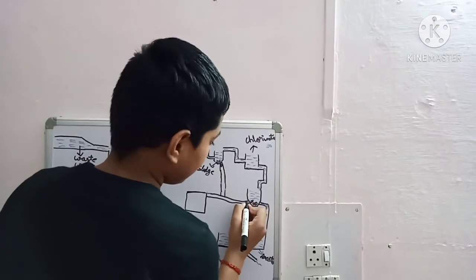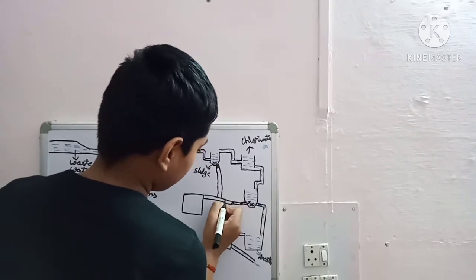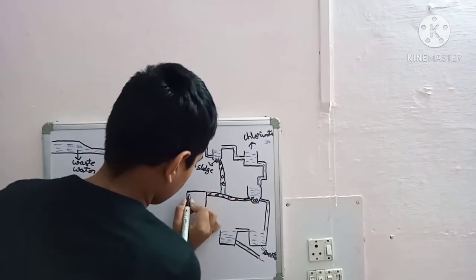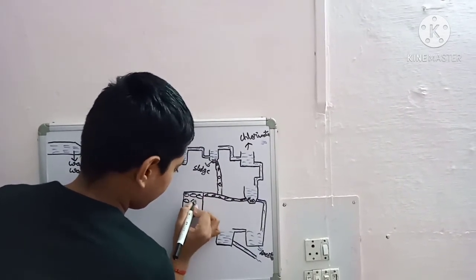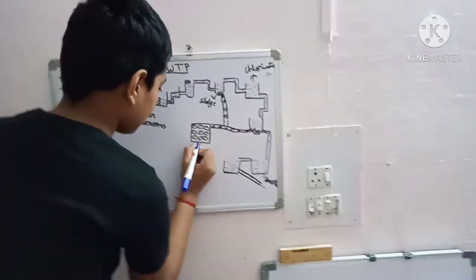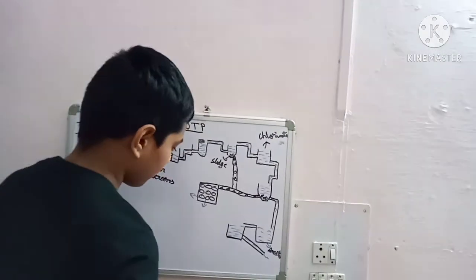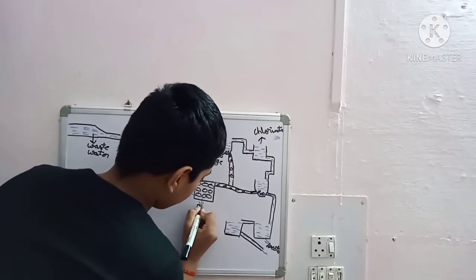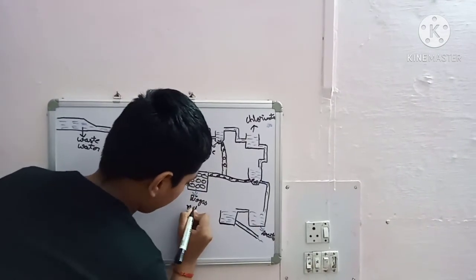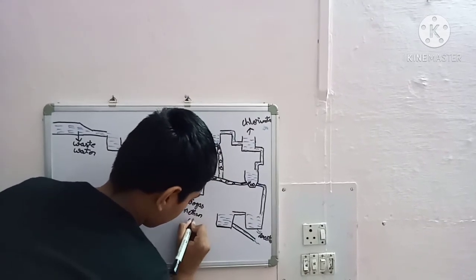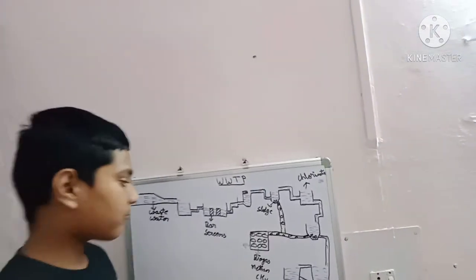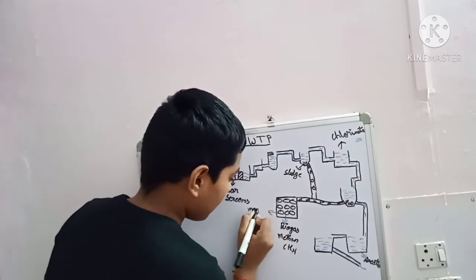Now we will see about the sludge which is transferred into another tank. This sludge is converted into biogas, which is methane. The chemical formula is CH4. After that some amount of sludge is left, which is converted into manure.